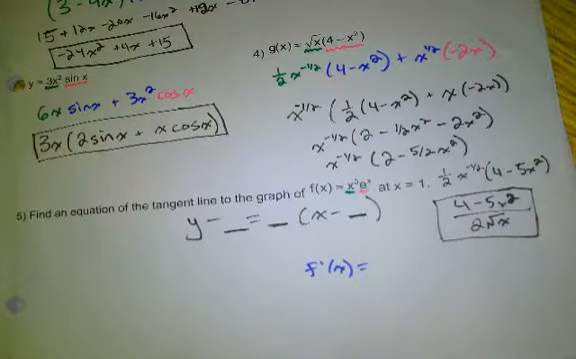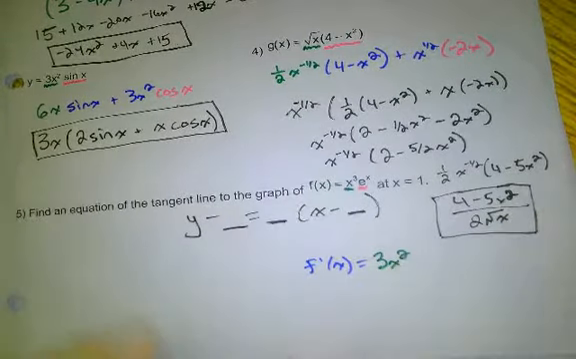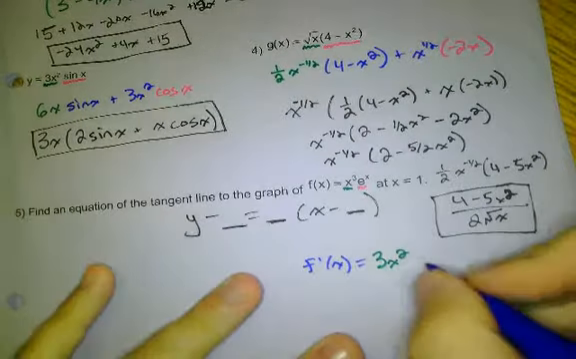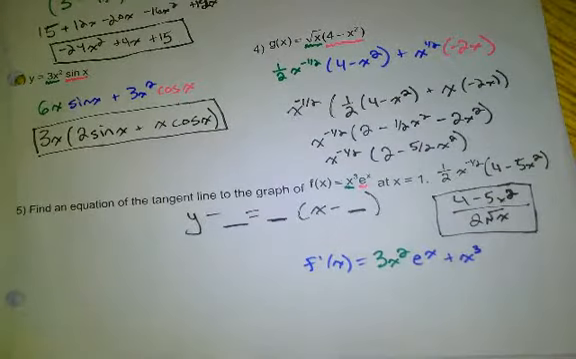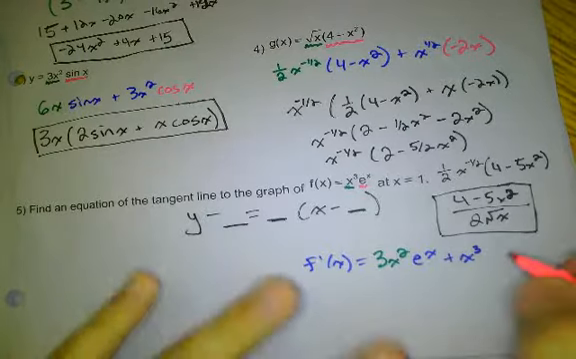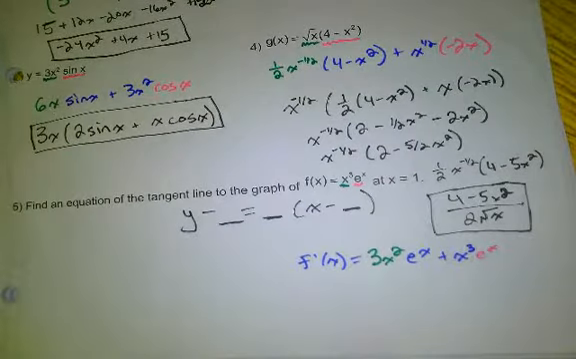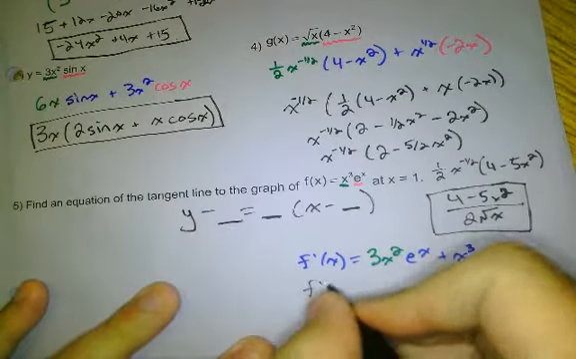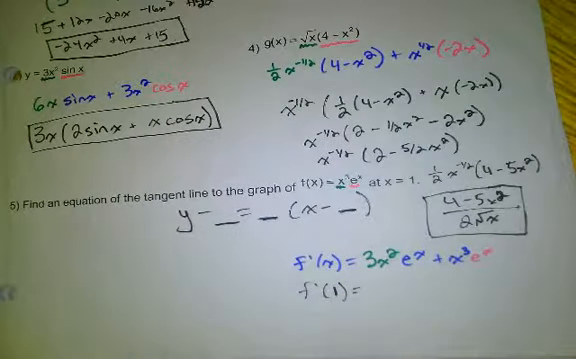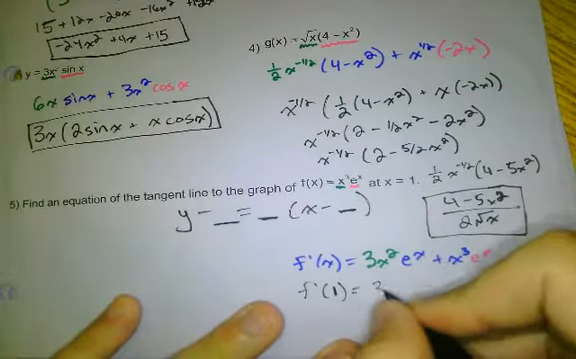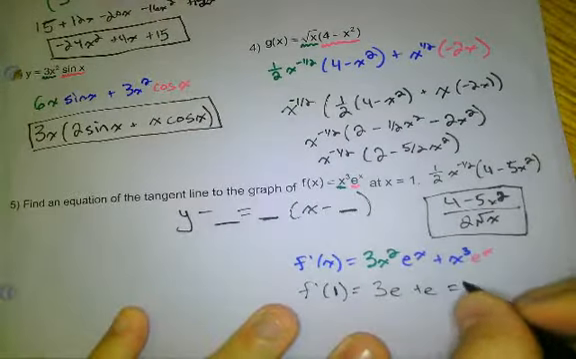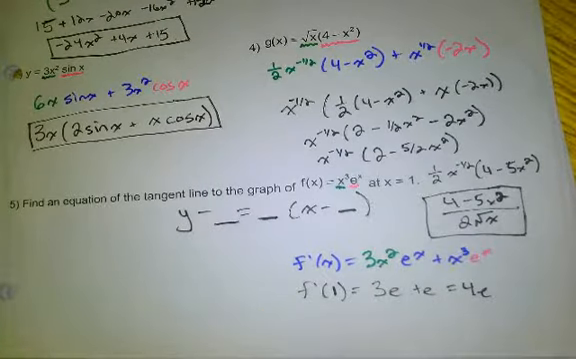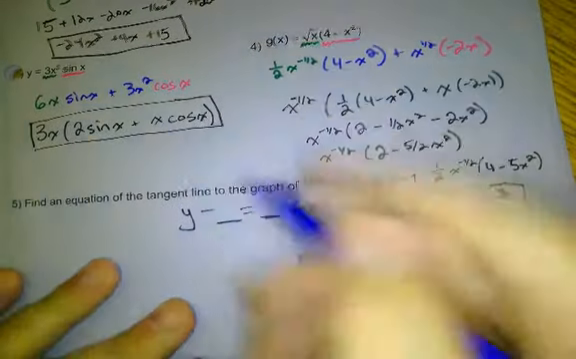So what's the derivative of the first? 3x squared, and then you leave the second, plus the first, and then the derivative of the second is e to the x. Do I need to simplify this? No, because I just need to find f prime of 1. Let's plug in a 1. I'm going to get 3e plus e, which is 4e. So I found my slope. So my slope is 4e.